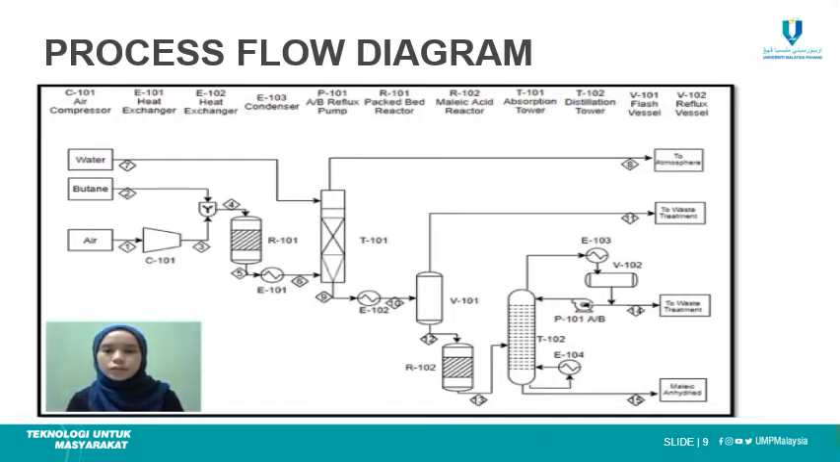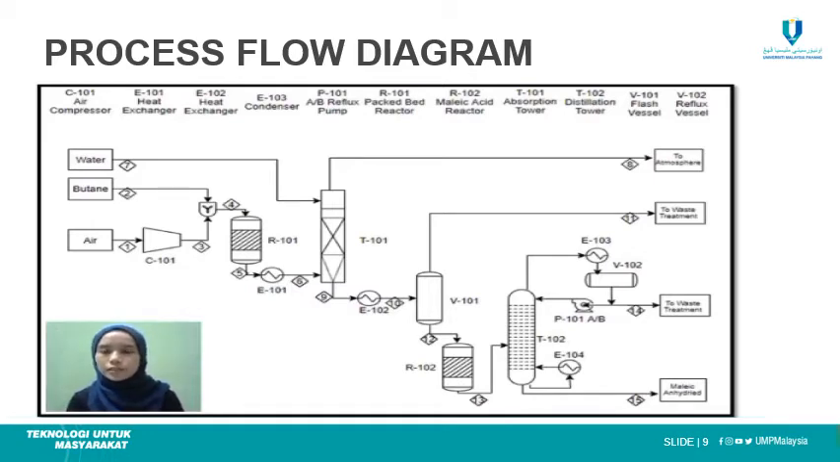Next, the liquid effluent is then cooled and flashed at a pressure of 101 kPa and at a temperature of 120 degrees Celsius in the flash vessel. The vapor effluent is sent to waste treatment, while the liquid effluent is sent to the maleic acid reactor, where it is broken down to maleic anhydride and water.